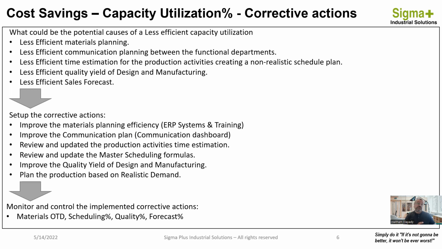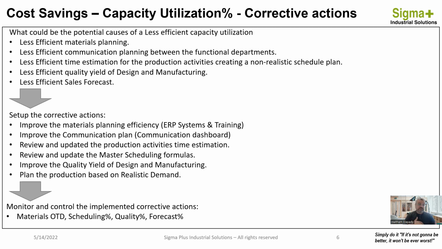So you have lost about 30% of your capacity because of a non-realistic forecast of the demand raised by the sales team. So at the time that you capture all the potential causes and you found evidence what were the real confirmed root causes of the problem, you start to set up the improvement actions.